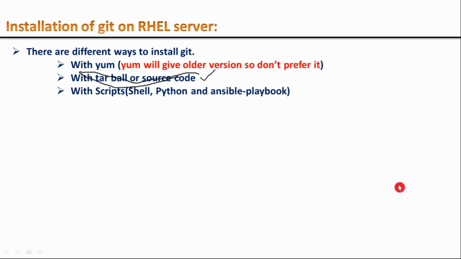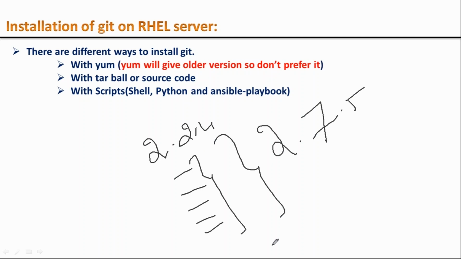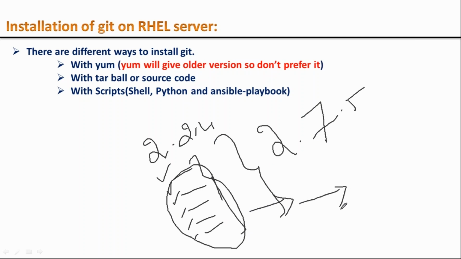So what is the advantage of writing scripts? Suppose as of now you want to install Git version 2.2.4, you have to go through each and every step. And later, after 1 or 2 months, if you want to move to a later version, 2.7.5, then again you have to execute these steps. So instead of executing the steps one by one, just make a script with these steps and execute your script in one step, and Git will be installed. You reduce the number of steps.